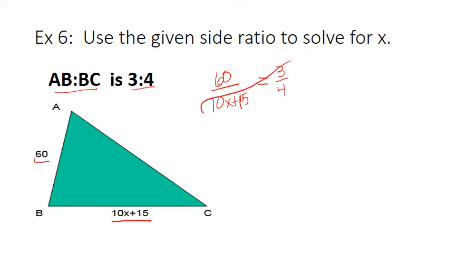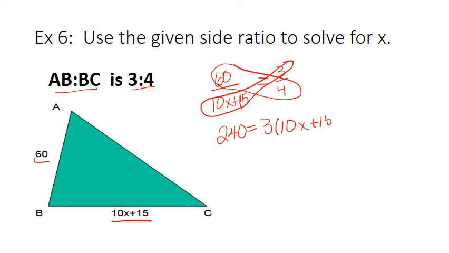And now we're going to cross multiply. So we're taking 60 times 4, which is 240. And then we're taking 3 times 10x plus 15, that whole quantity. So now we're going to have to distribute. So 3 times 10x is equal to 30x, and 3 times 15 is equal to a positive 45. And bring down our 240 because we haven't done anything with that yet.